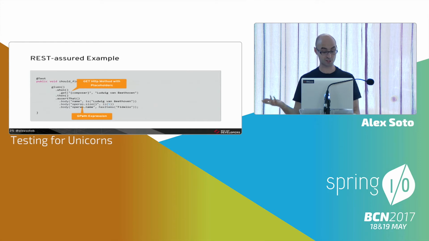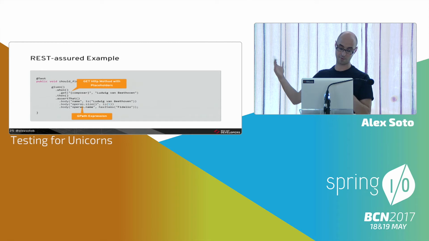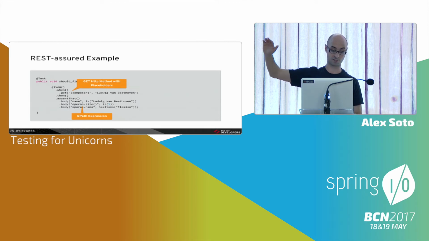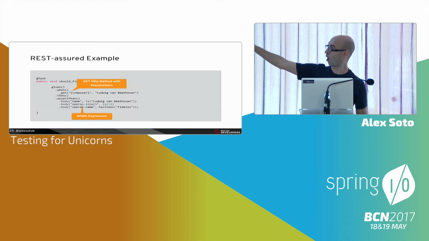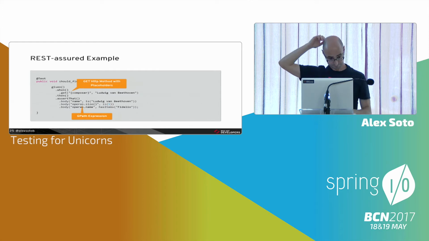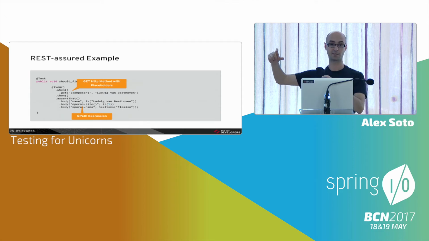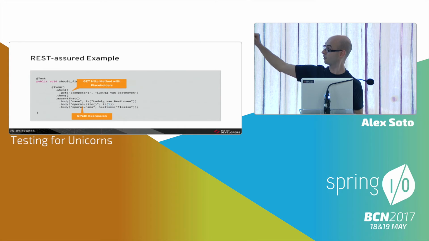expression. A GPath expression is like XPath for XML, but for JSON. So you can see that I'm asserting the name is Ludwig van Beethoven, and I'm using a GPath expression for operas.size is equal to 1, sorry. So this is a GPath expression getting the size of the collection. And finally, I can get operas.name. Remember that operas is an array, so this returns an array of strings with the names of all the operas. And in this case, it just has one item, which is Fidelio.